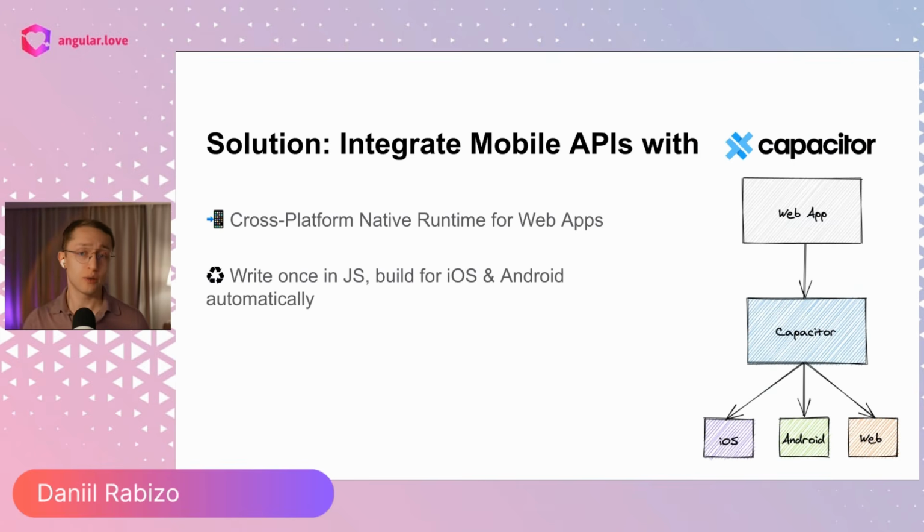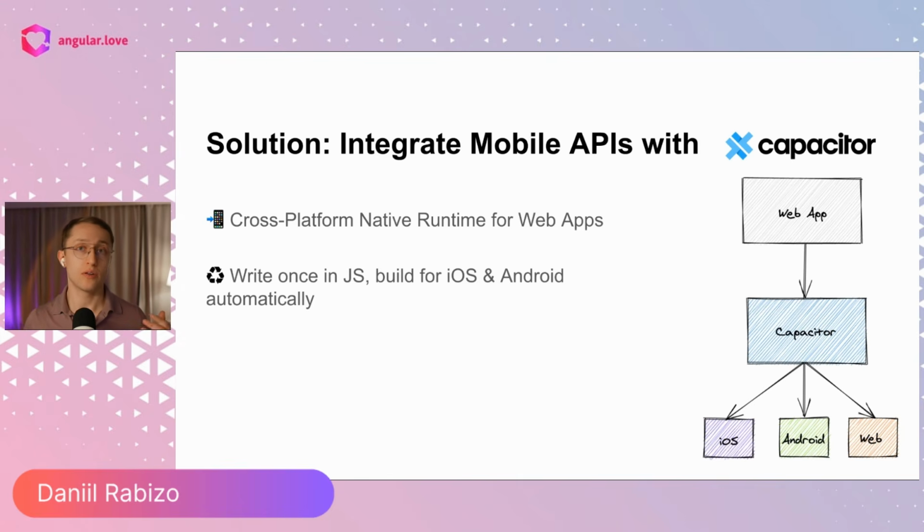And the solution to integrating mobile APIs was to install the Capacitor library, which is, by the way, created by the Ionic framework team. And it's a lightweight library, which is a cross-platform runtime for the web applications. So it just wraps the web application inside a mobile app.